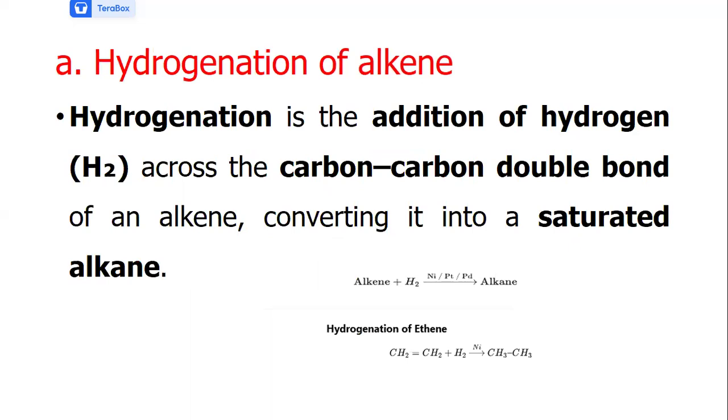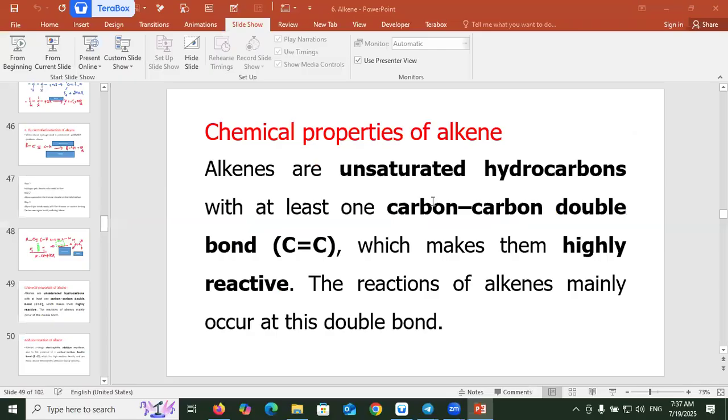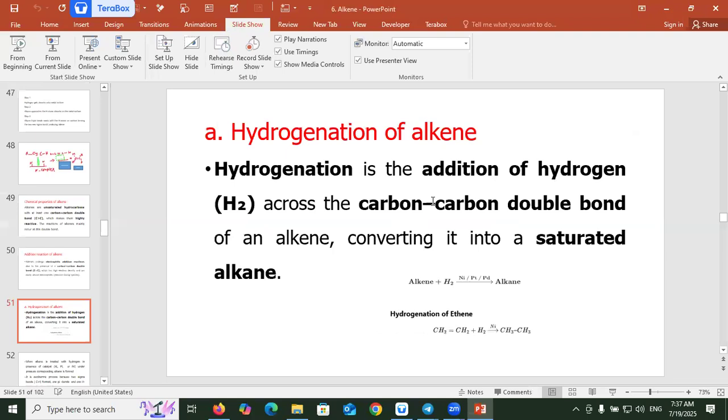Hydrogenation of alkenes. Hydro means hydrogen, genation means addition. So hydrogenation is the addition of hydrogen across the carbon-carbon double bond of an alkene, converting it into a saturated alkane. For example, ethene in the presence of a nickel catalyst is converted into ethane.